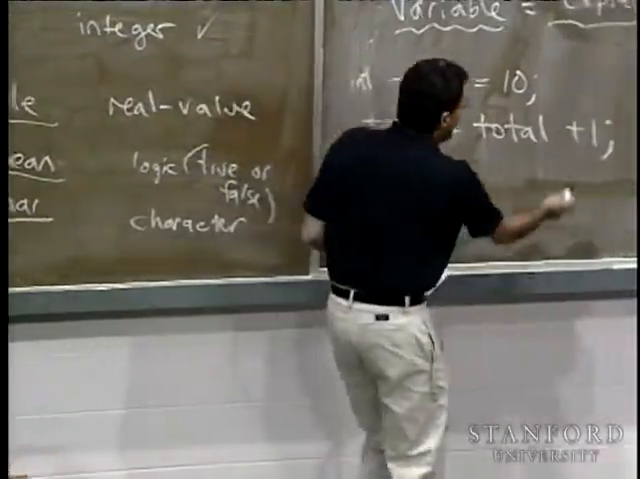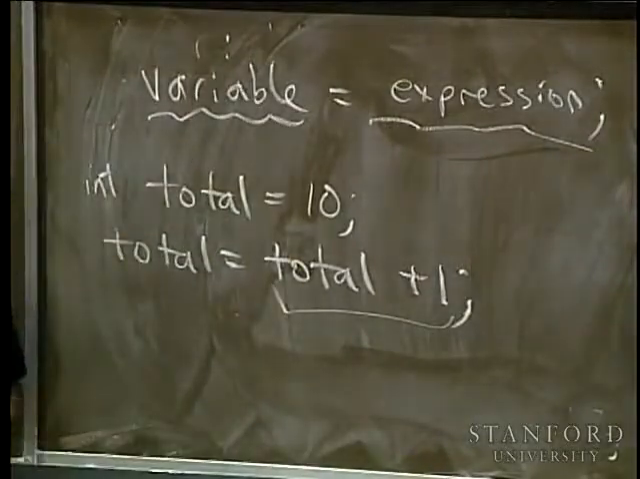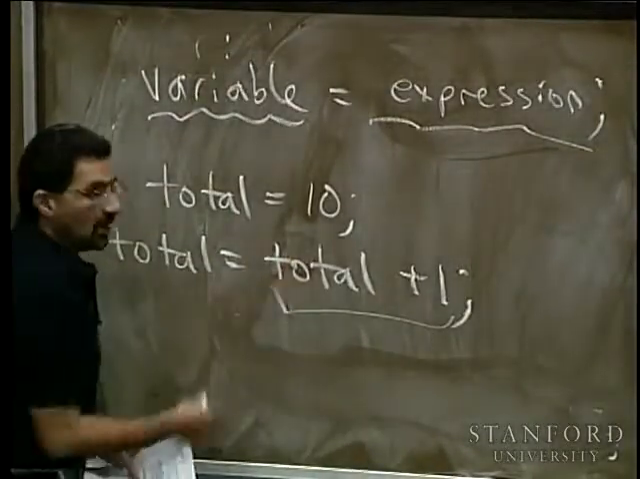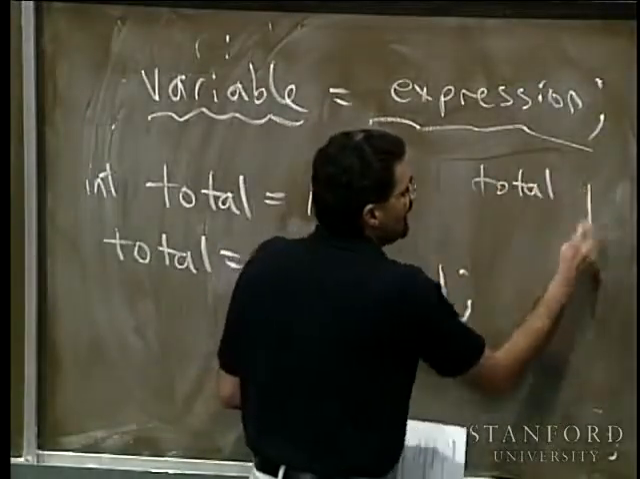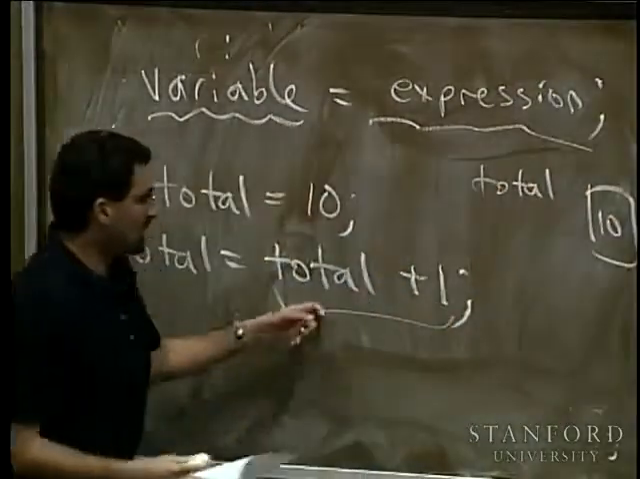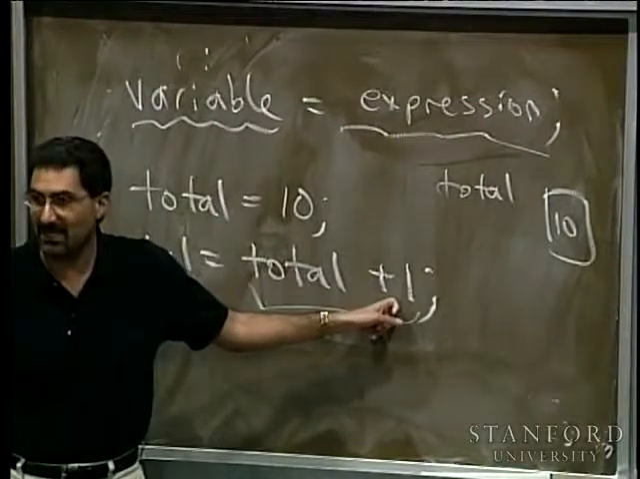So what it says is evaluate the right-hand side, okay? Total, what was total's previous value? Go and look it up in the box. Over here you have some box for total. Its value was 10. It looks it up, it says, oh, that was 10. I'm going to add 1 to it, that gives me 11.